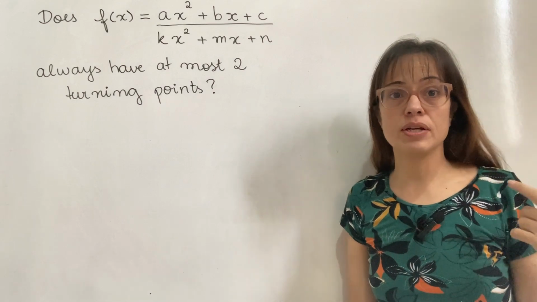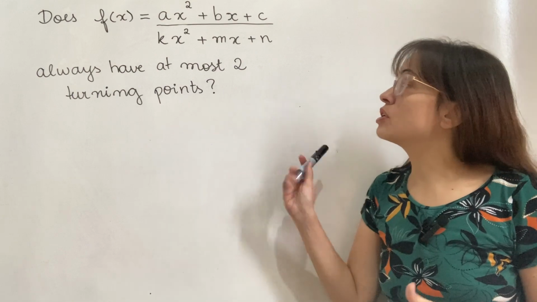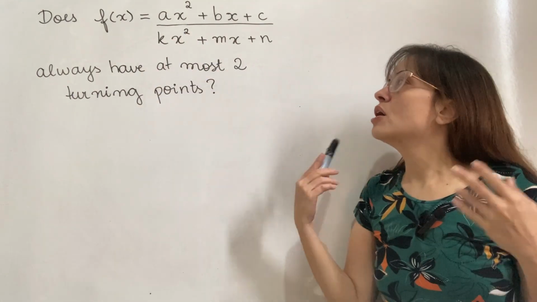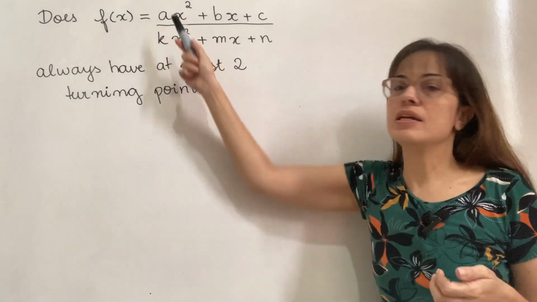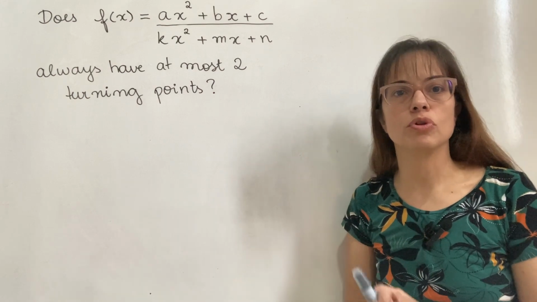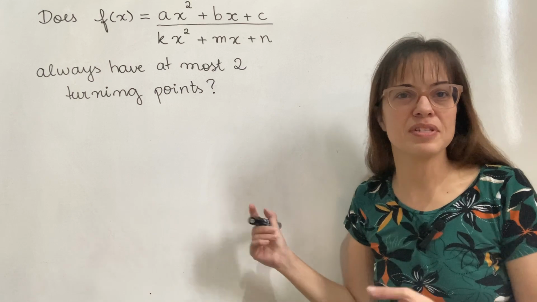So in order to check if this is true, I can't deal with examples anymore, so that's why I have all those letters there, A, B, C, K, M, N. Obviously, we are assuming A and K are not 0 because otherwise that would change the degree of those polynomials. And what I'm going to do here is just take the derivative and set it equal to 0 and see what happens.